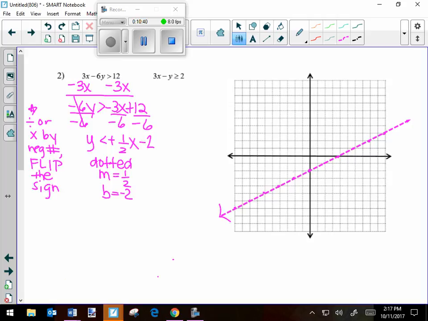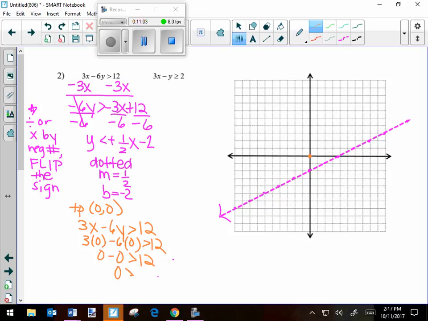I have to pick a test point. 0, 0 is a legal test point to use for this particular question because the line does not go through it. So for my test point, I'm going to put 0, 0. The original inequality, 3x minus 6y is greater than 12. 3 times 0 minus 6 times 0 is greater than 12. 0 minus 0 greater than 12. 0 is greater than 12.